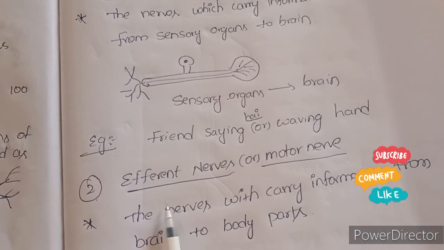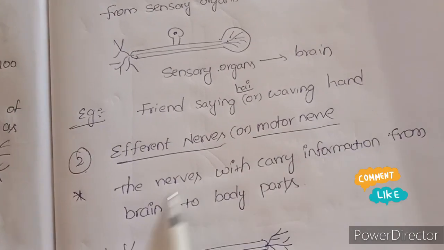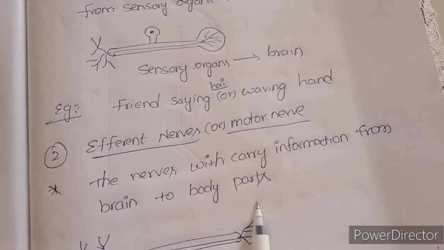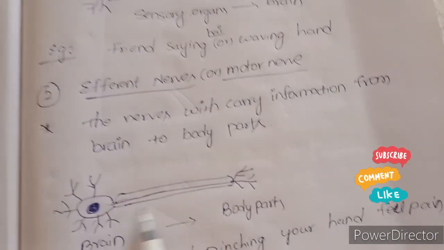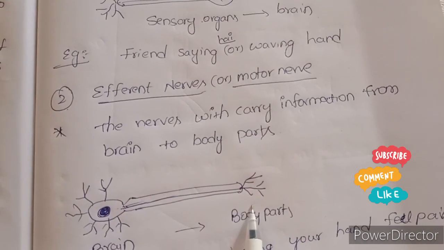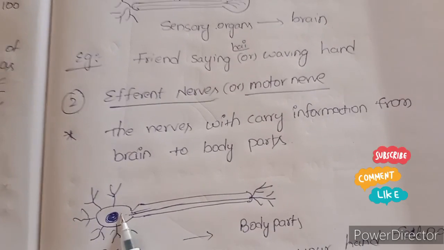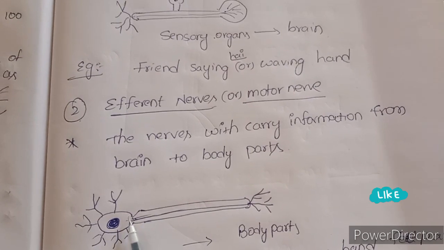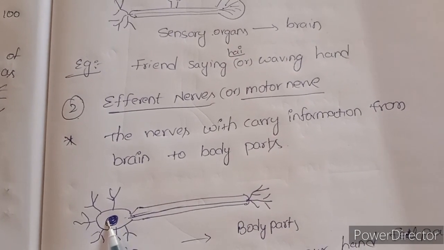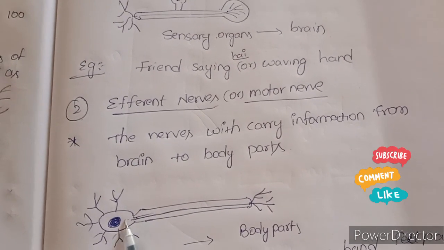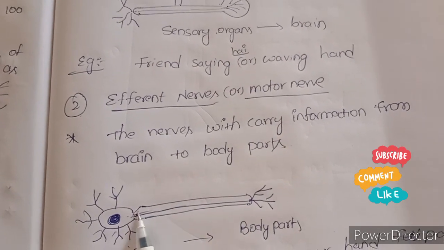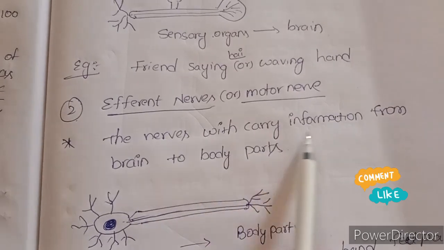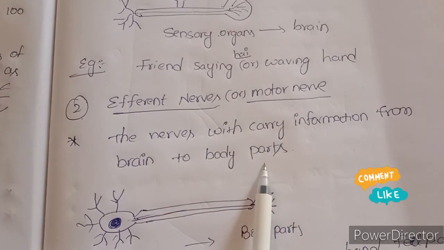Next, efferent nerves are motor nerves. These nerves carry information from the brain to body parts. If your friend pinches your hand, we feel pain, and the brain says we are feeling pain. So efferent nerves are the nerves which carry information from the brain to body parts.